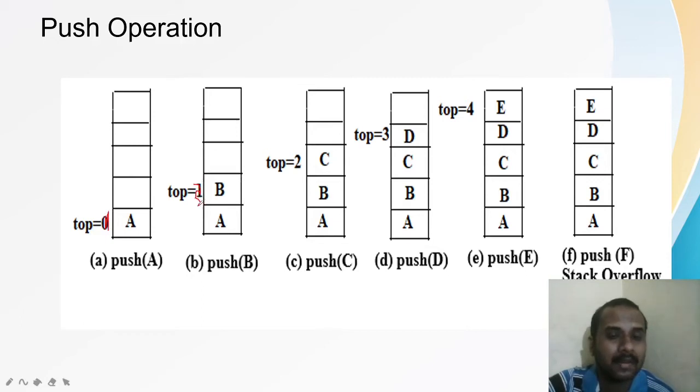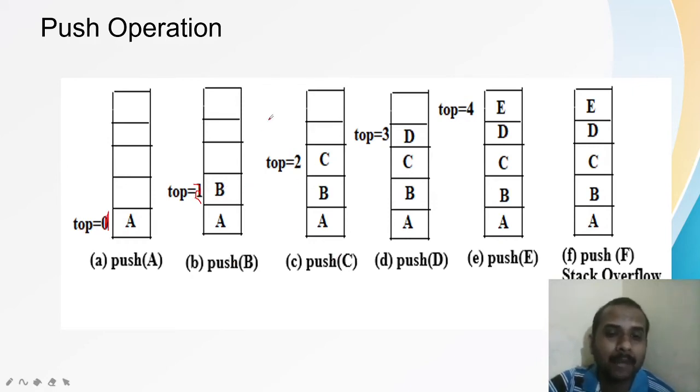So here, push operation means I'm pushing A to the stack. Push means inserting, so I'm inserting A. At the beginning it will be inserted at the first position, that is the first index. At that time the top will be 1. Now when I'm inserting B, it should be inserted on top of A. So I will be incrementing the top. Top was 1, now I will increment it to 2. So in the place of 2, I will be inserting B.